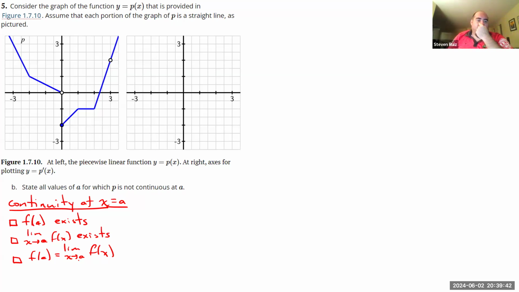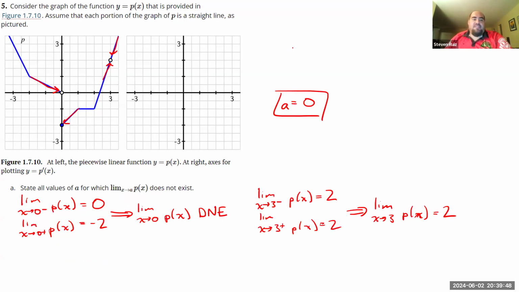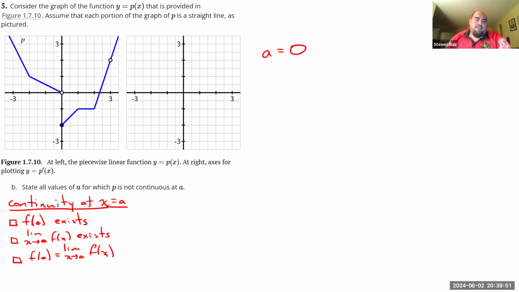So where are we not going to have this? Well, one point we can say for free is that a equals 0, because we said the limit didn't exist at x equals 0. So if the limit doesn't exist, I can't have continuity. Where else might I not have continuity? Is there anywhere else where the limit fails to exist? Well, that was what we looked at in part A, and we said no. So let's look at the existence of f of a. Are there any other x values on this graph which are not in our domain? The only other one that I can see is x equals 3.